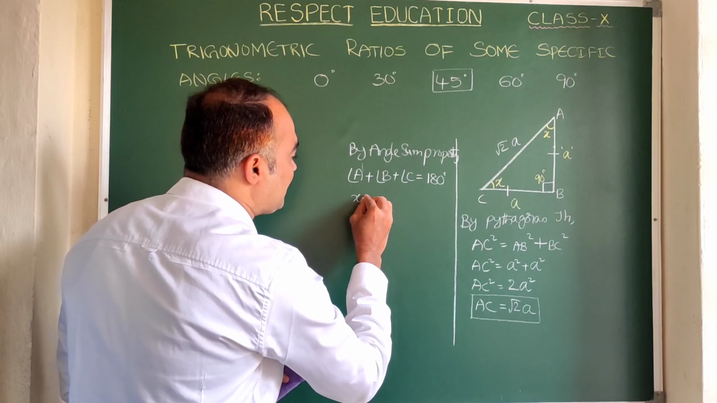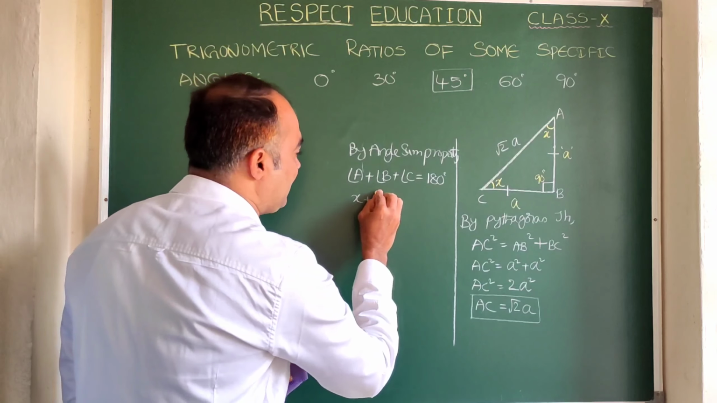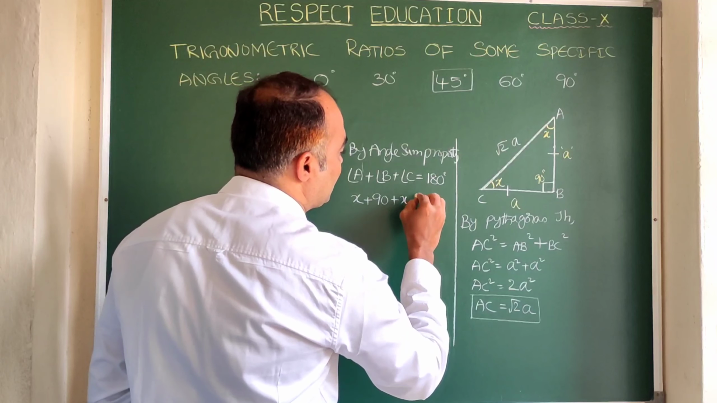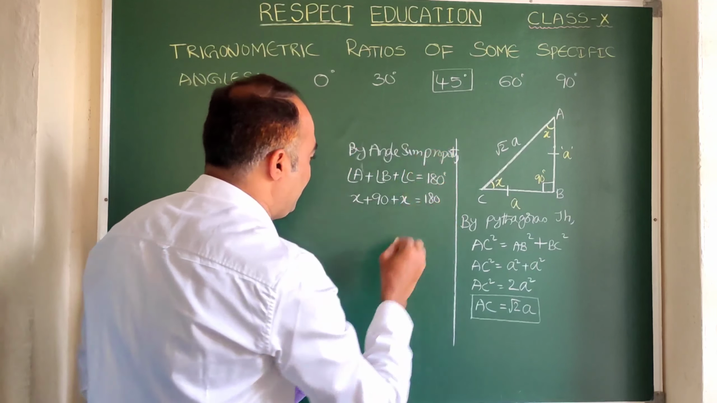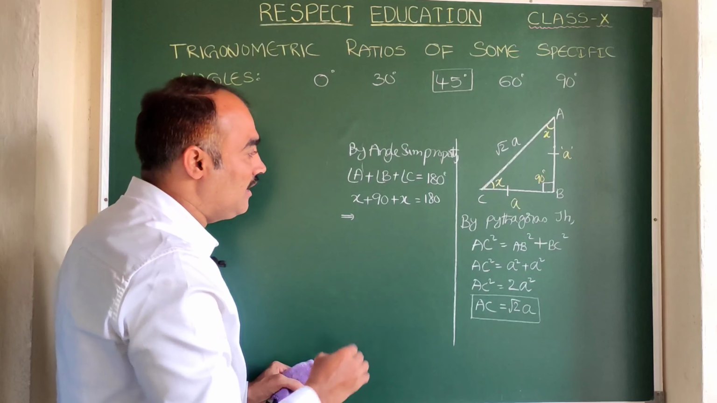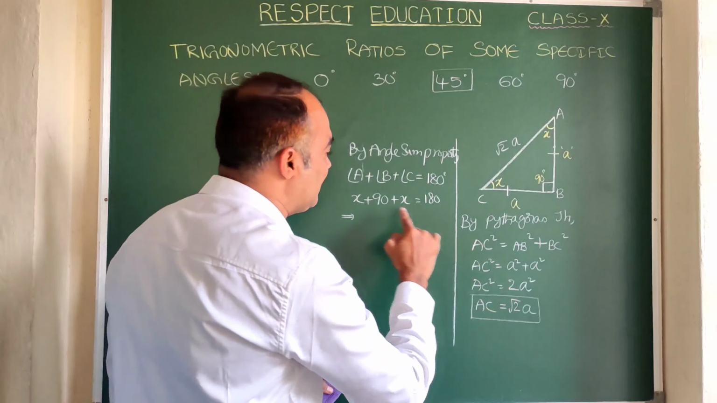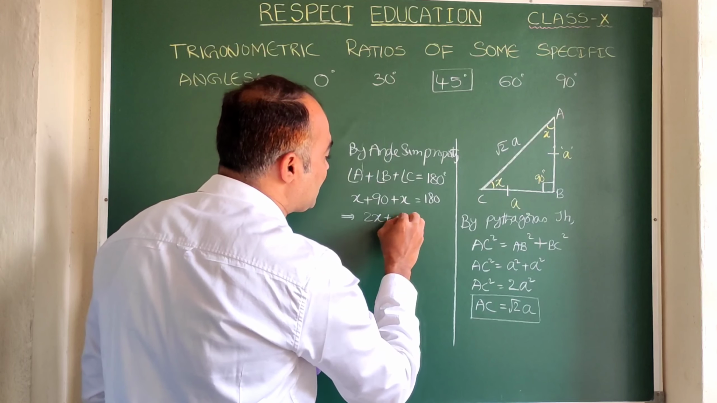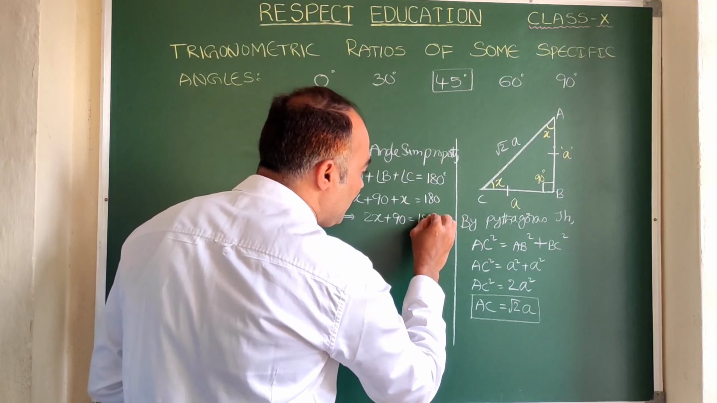Angle A plus angle B is 90 degrees, 90 degrees plus angle C is x degrees equal to 180. Now here x plus x, how much is it? Here x plus x is 2x. So 2x plus 90 is equal to 180.